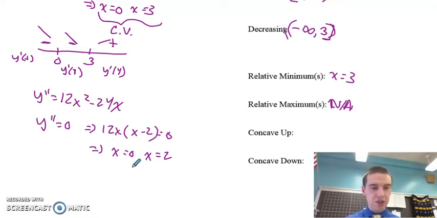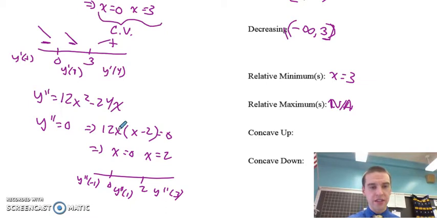So now we have to do another number line, 0, 2, and find y double prime of -1, y double prime of 1, and y double prime of 3. This is going to tell us where our concavity is. So -1, 12 times negative is a negative. 1 minus 2 is a negative, so we're at a positive. 1, positive, negative, negative, and 3, positive, positive, positive.